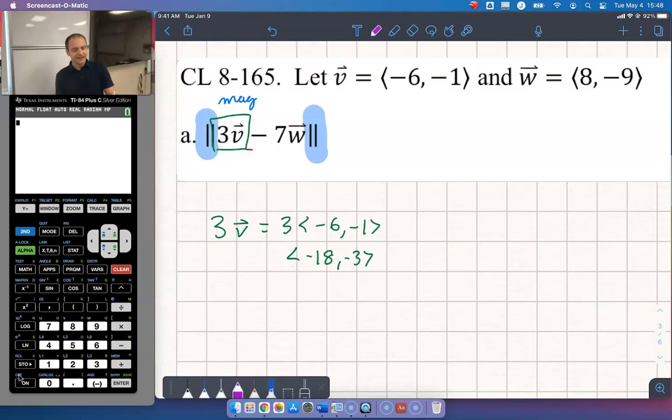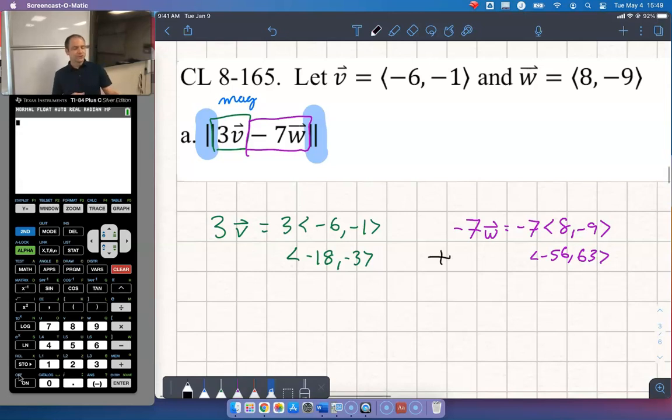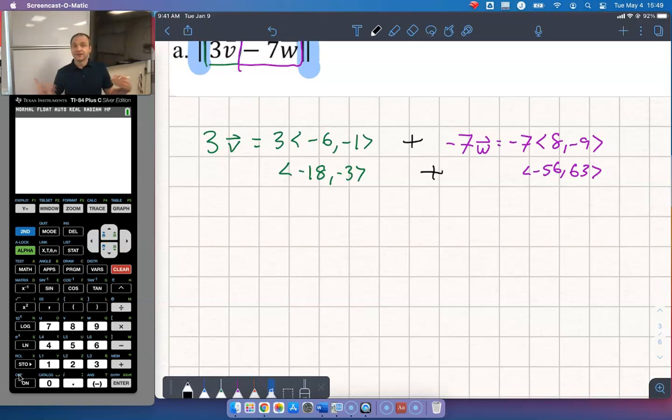For me, I like to combine that minus sign and treat it like a negative 7 that's being distributed. And so I'm going to say I have negative 7 times vector w. So negative 7, scalar multiplication to 8, negative 9. And that's going to give me negative 56 and 63. Those two are going to be combined. Now be careful. I used the negative 7. So if I distribute the negative, that means I'm just going to add those two together, because adding a negative is subtraction. So my vector is negative 74, 60. And so that's the vector I'm dealing with.